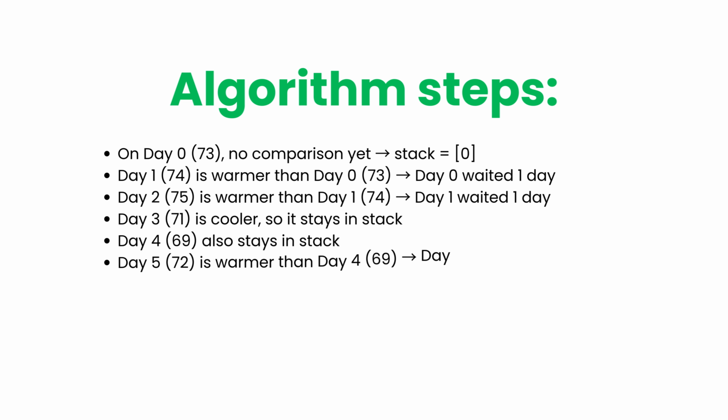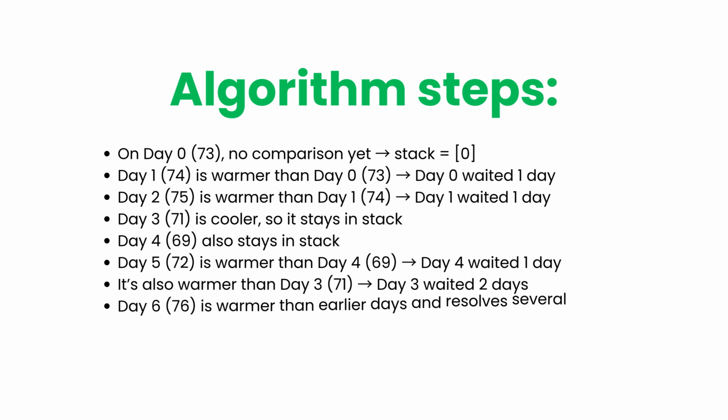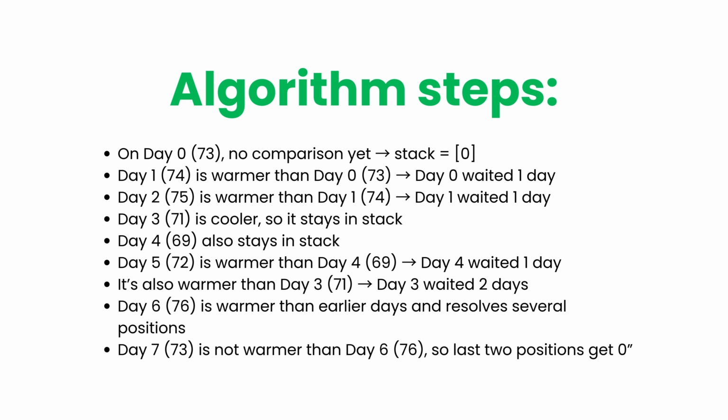Let us look at a few key steps. On day 0, which is 73, no comparison yet, so the stack is 0. Day 1 is 74, which is warmer than day 0 at 73, so day 0 waited 1 day. Day 2 is 75, which is warmer than day 1 at 74, so day 1 waited 1 day. Day 3 is 71, which is cooler, so it stays in the stack. Day 4 is 69, and it also stays in the stack.